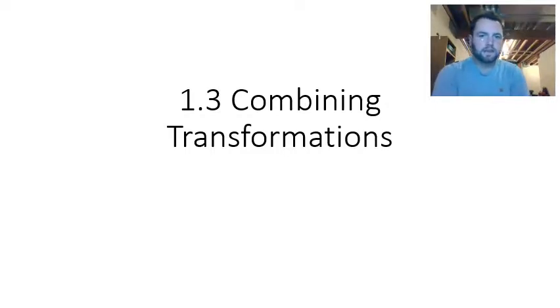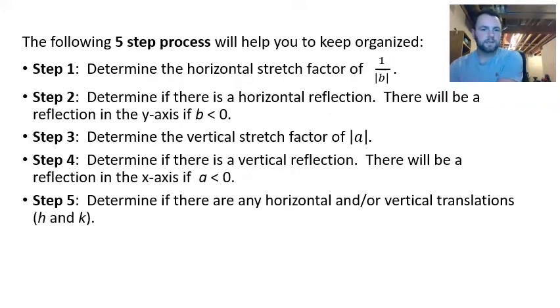Okay, we're going to take a look at 1.3, combining transformations, or a further look, I guess. We did look earlier at these 5 steps to keep ourselves organized. So step 1, determine the horizontal stretch factor of 1 over the absolute value of b. Step 2, just determine if there is a horizontal reflection. Okay, and if there is, then that b value that you found is negative.